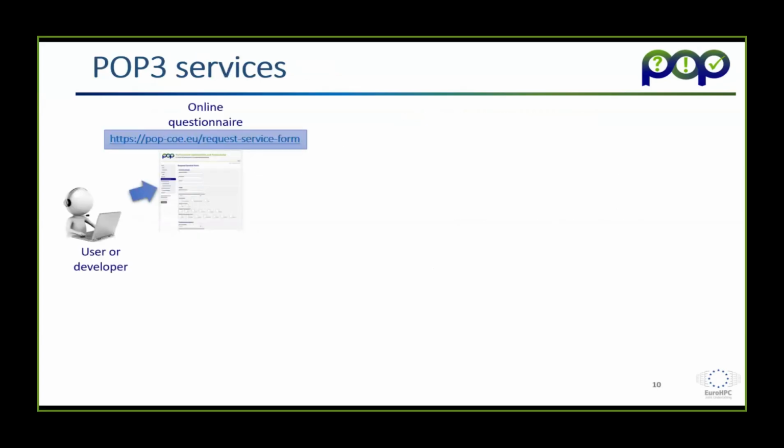So how do you access the POP3 services? It's very easy. We have an online form that you can fill, and when you submit it, we get a request. We assign this request to a POP3 expert, and here we start the conversation with you. We will ask where you want your study to be done.